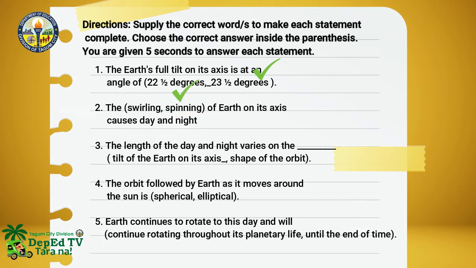Number 3. The length of the day and night varies on the tilt of the Earth on its axis, shape of the orbit. If you answered tilt of the Earth on its axis, then you are right again. Number 4. The orbit followed by Earth as it moves around the Sun is spherical, elliptical. If you answered elliptical, then you are right again.